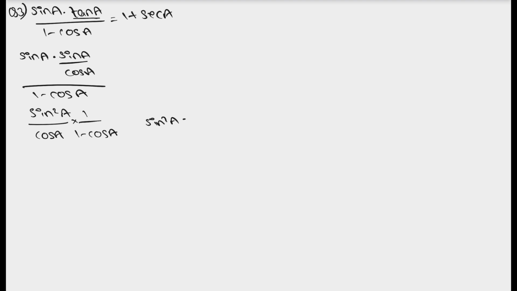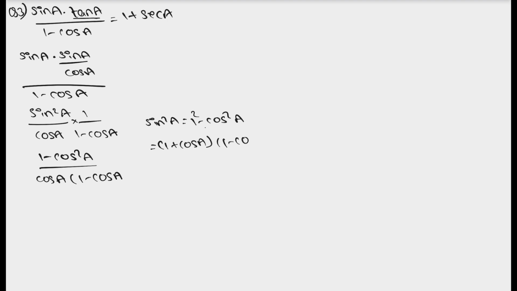Sin square A is equal to 1 minus cos square A. So I'll replace the sine square with 1 minus cos square: (1 minus cos square A) by cos A into (1 minus cos A). If we observe, this is in the form of A square minus B square, which can be written as (A plus B) into (A minus B). When we multiply, again we'll get the same answer.